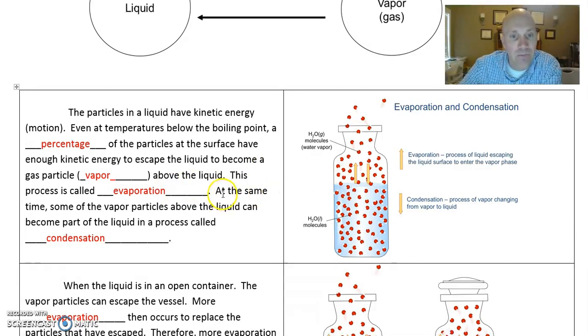At the same time that this is happening, there are some of these vapor molecules above the liquid that can actually make contact with the surface of the water and become part of the liquid again, and that process is called condensation. So in this diagram, we're going to use a down arrow to represent condensation, because that would be the vapor particles becoming the liquid, and we're going to use the up arrow here to represent evaporation.